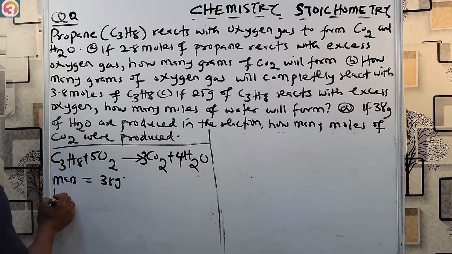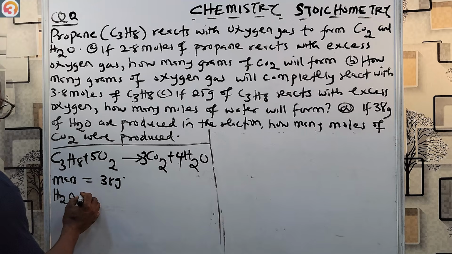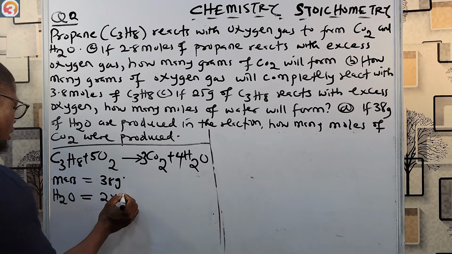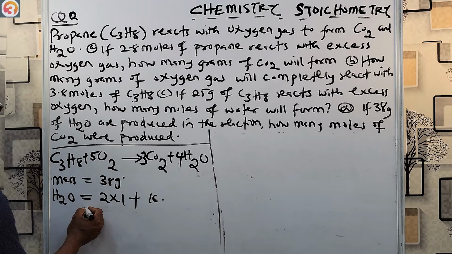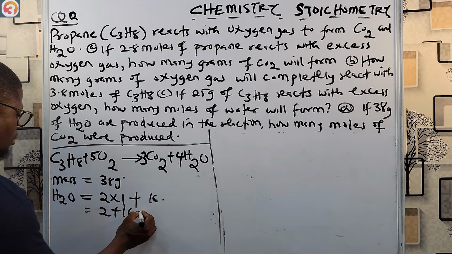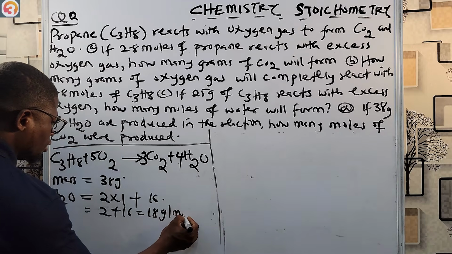You need to look for the molar mass of water. That is H2O. The molar mass will be 2 times 1, plus O, which is 16. So I'm going to have 2 plus 16, which equals 18 grams per mole.